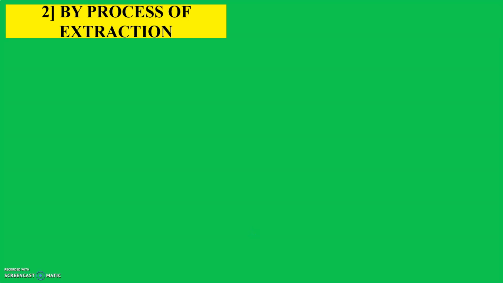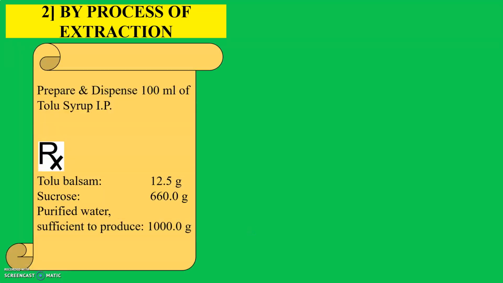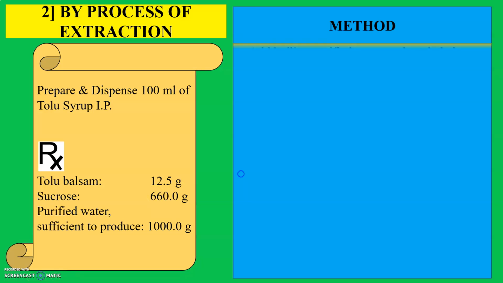Then the next method is by process of extraction. So this is the prescription of Tolu syrup that we have to prepare by using the process of extraction. The ingredients for Tolu syrup are Tolu balsam, sucrose and purified water. Now let us see the method to prepare the Tolu syrup IP.